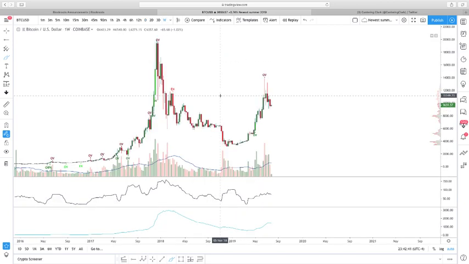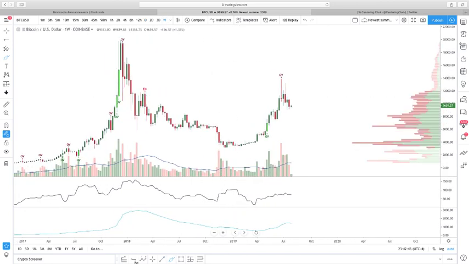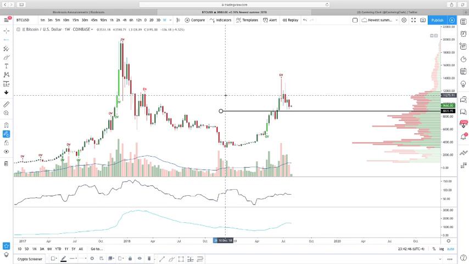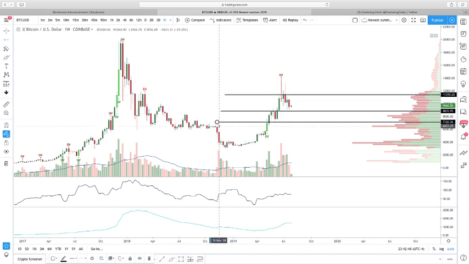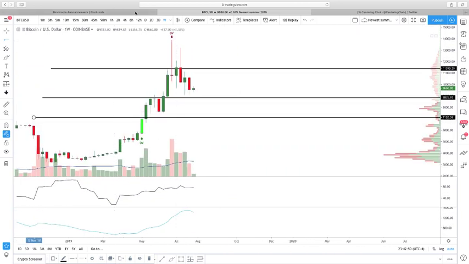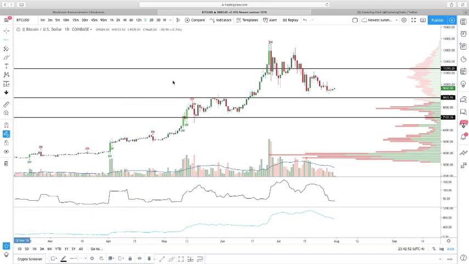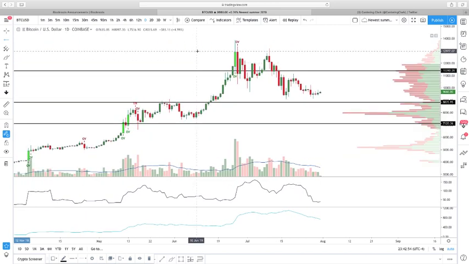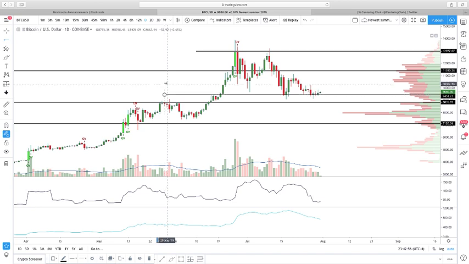What I do is I start on the weekly. I'll map out structure, for example, on the weekly. Just to do this really quick, I'll map out the important areas on the weekly. Then I'll go down to the daily and do the same thing. Real fast, just to do this quickly, I'll map out important areas on the daily.